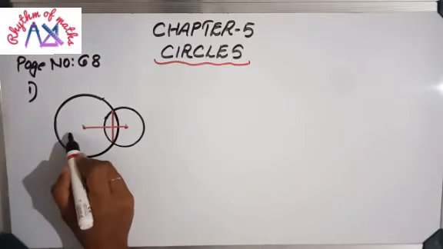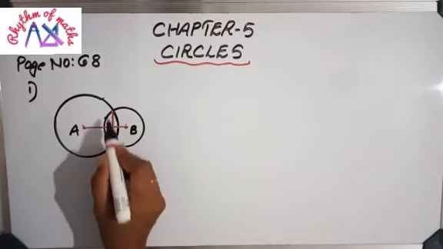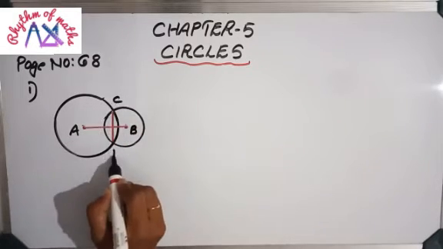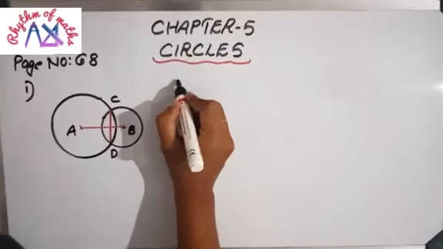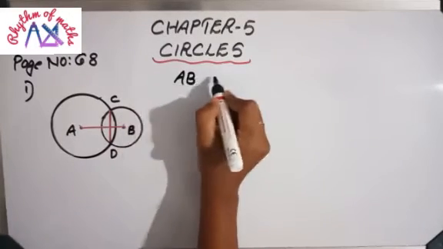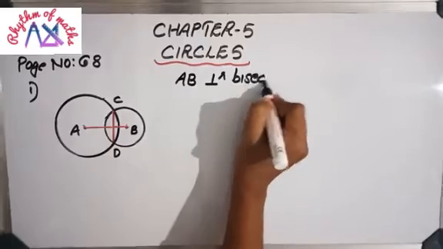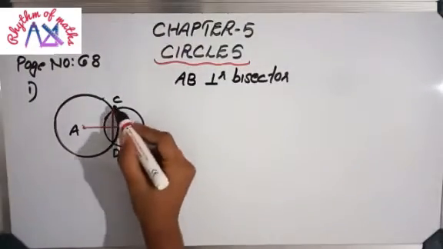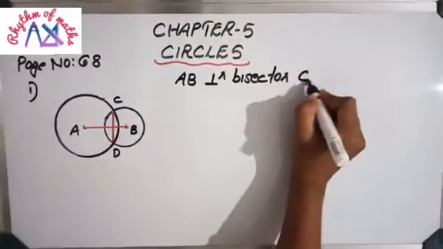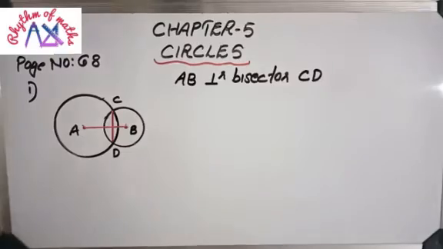Let's mark the centers as A and B, then the intersection points as C and D. We need to prove that the line joining the centers, that means line AB, is the perpendicular bisector of the line joining the points of intersection, that means C and D, line CD. So this is what we need to prove here.